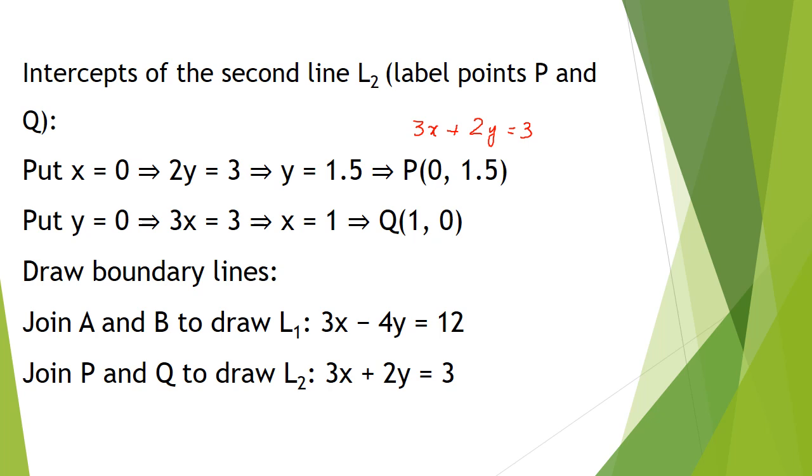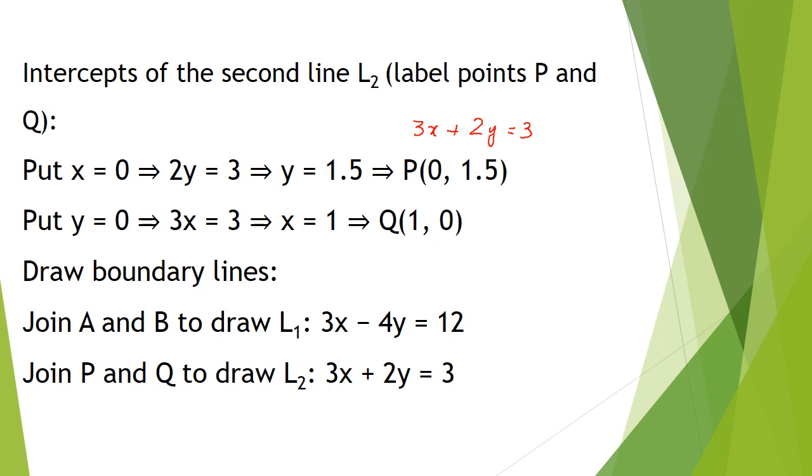Now first we will put x equals 0 here to get the value of y, and then y equals 0 to get the value of x. I have now points P and Q for L2. Now I have the intercepts for both of the lines L1 and L2. Now our next step is to draw our boundary lines.